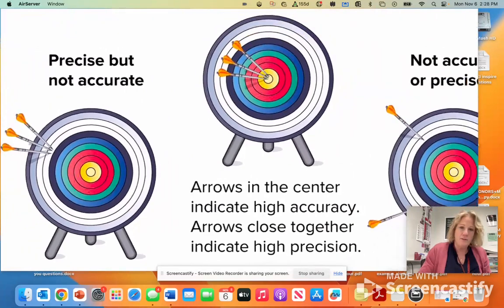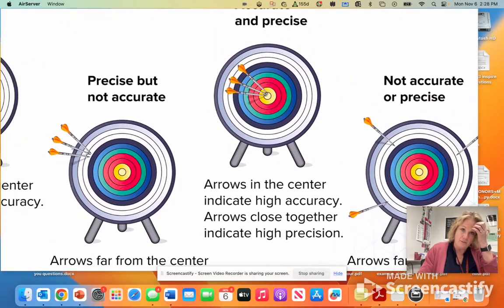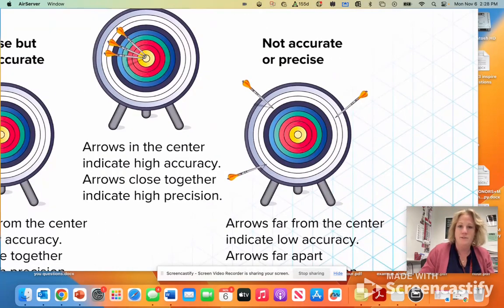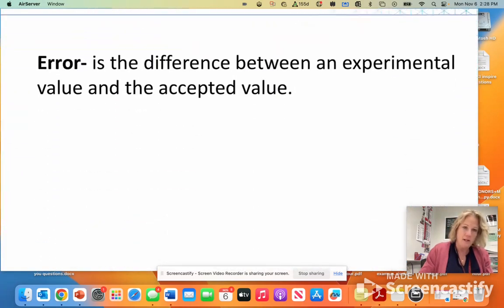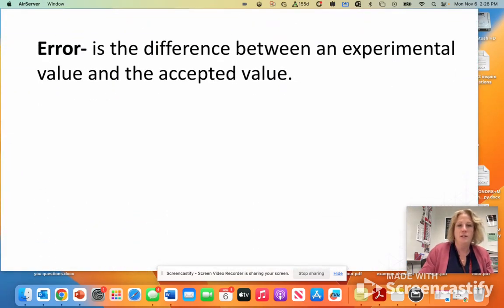If you're both, then you're consistent. If you do 3 trials, they're going to be very close in value, and they're also going to be close to the true, accepted value. And then it's possible to be neither. This is just kind of random and not hitting the true value, so not accurate, and not being consistent, so not precise.